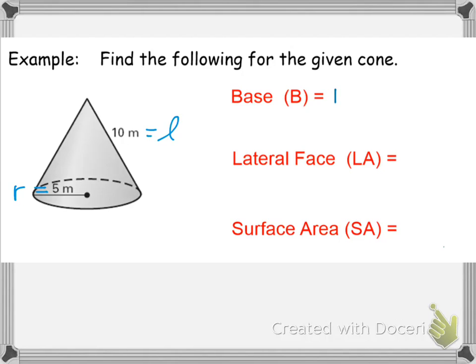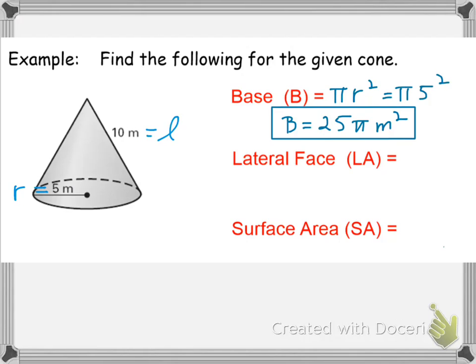So again, for the area of your base, we're using your formula, which is pi radius squared. So using the 5 meters, you'd have pi times 5 squared, which simplifies to 25 pi. And again, don't forget your units. These are still meters squared.